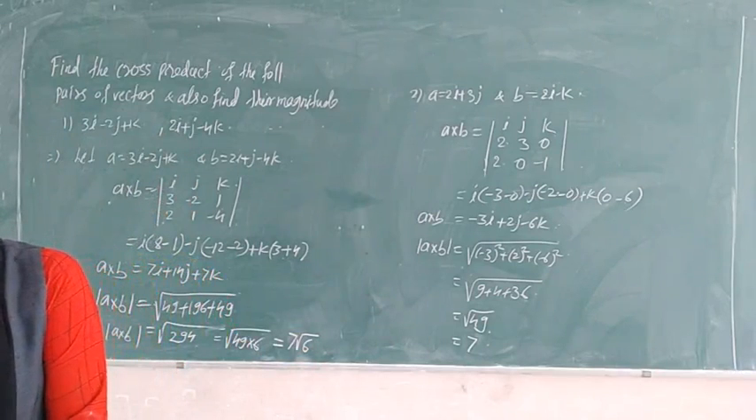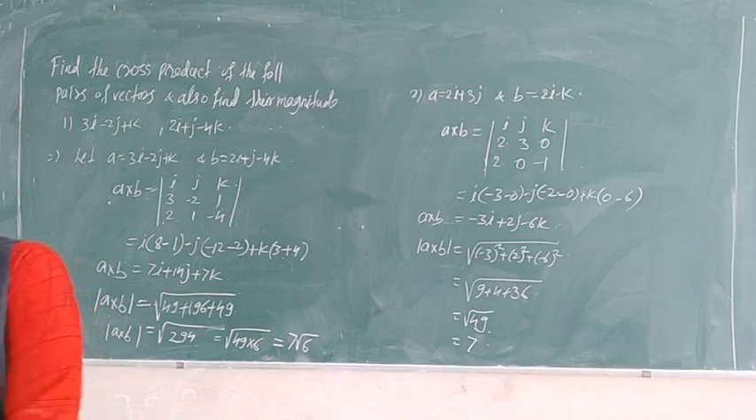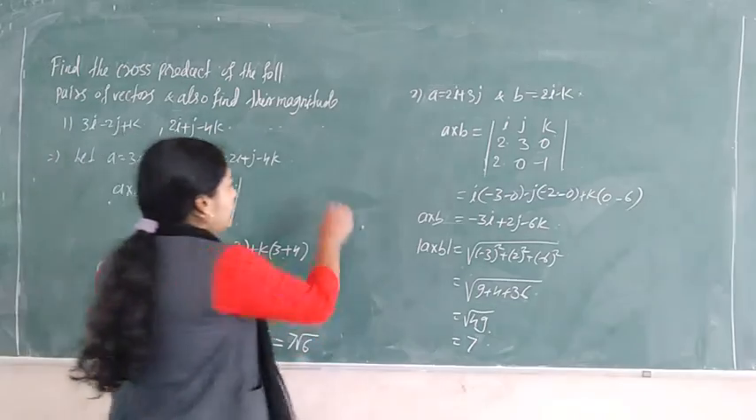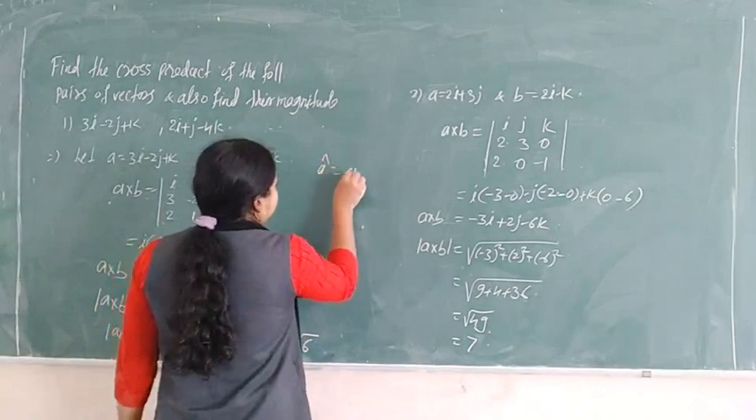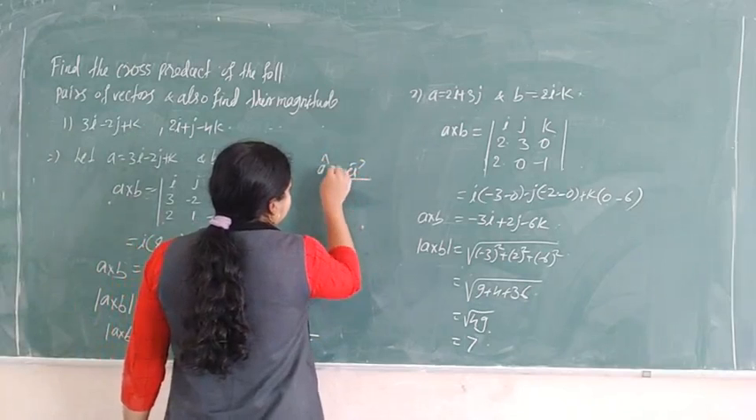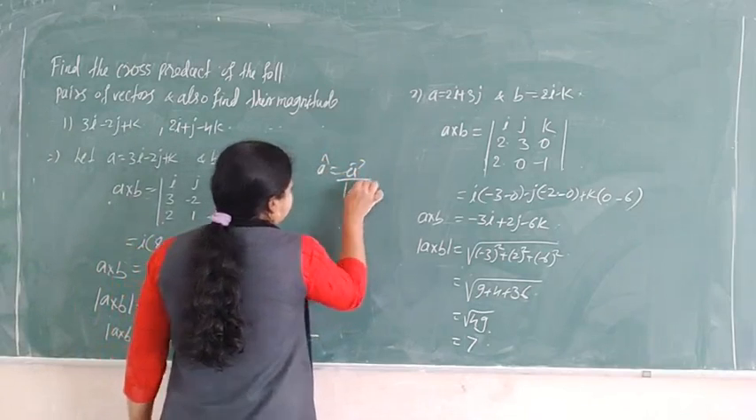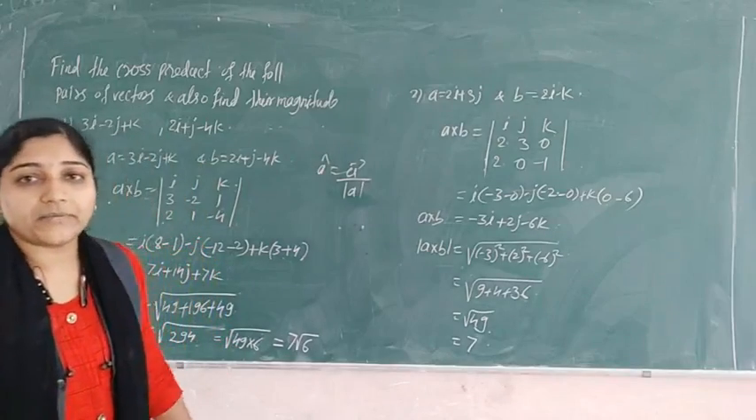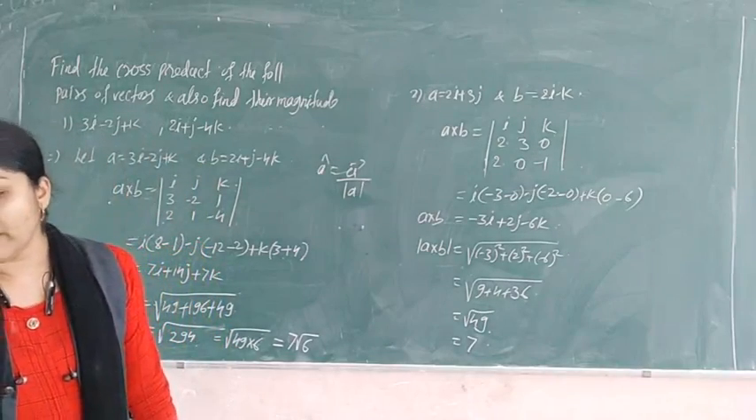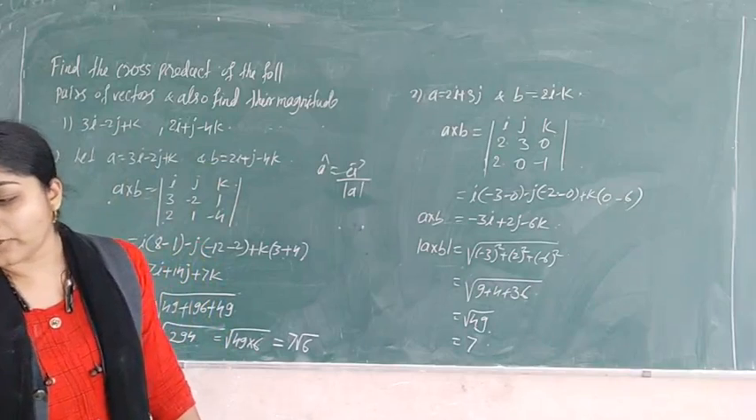Now here they can ask to find the value of a unit vector. See, in the starting only I have explained how to find the unit vector. That is, unit vector A is given by vector A divided by modulus of A. Okay, this is the basic definition. Similarly, here we can find it using this vector product only.